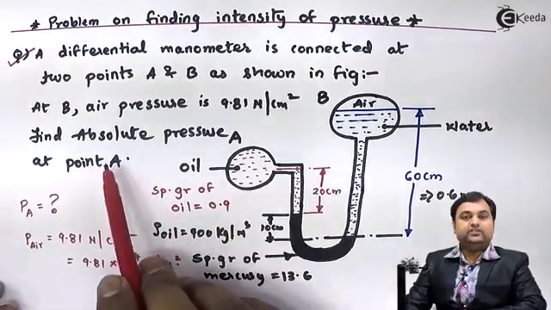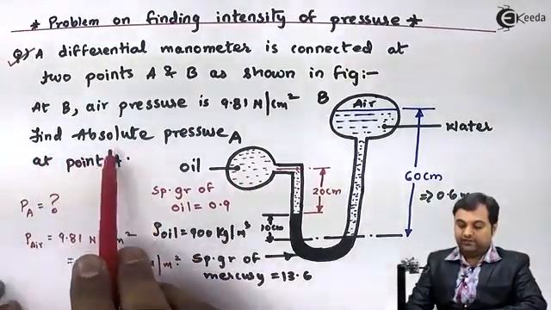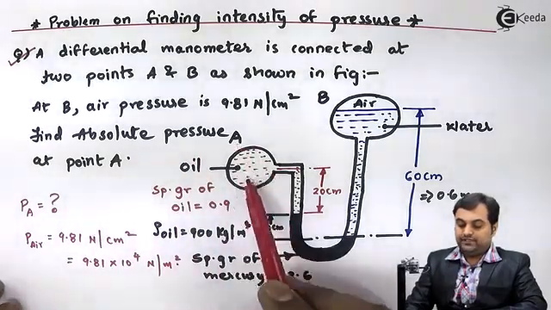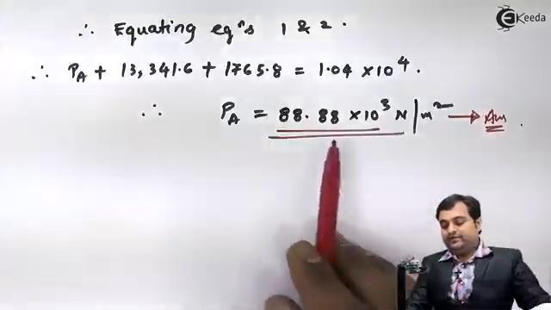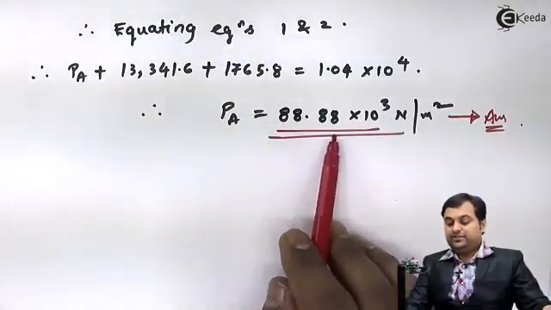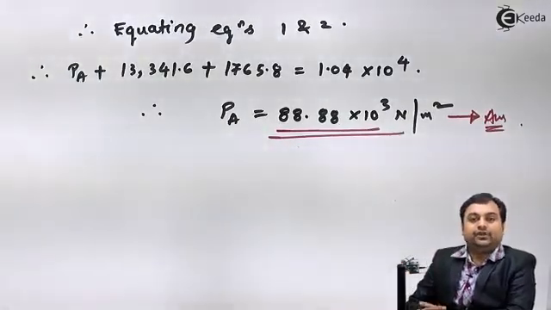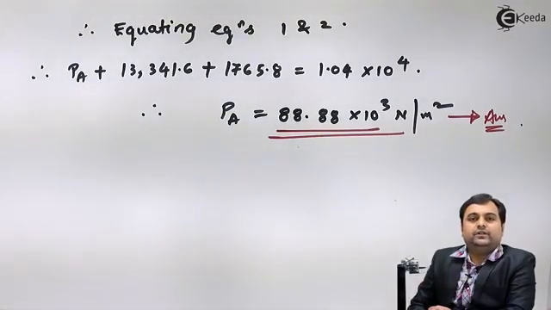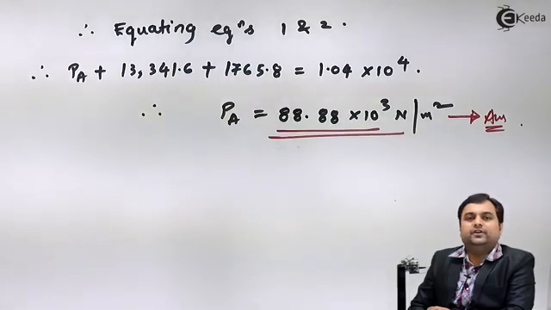So in this question, they were asking us to find the absolute pressure at point A. The absolute pressure at point A is nothing but the pressure of oil, and that we have calculated. The answer is 88.88 into 10 raised to 3 Newton per meter square. So in this video we have seen how to calculate absolute pressure of any liquid by using differential U-tube manometer.